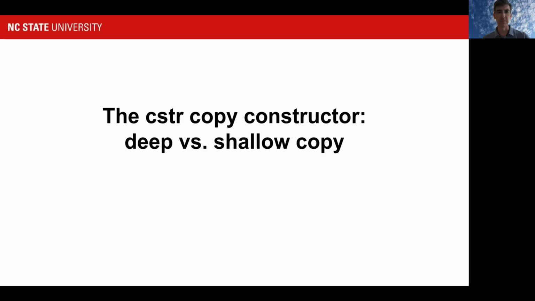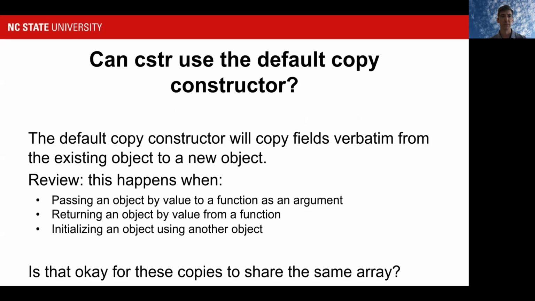Okay, now there's another aspect of the C string object we also need to talk about, and that's the copy constructor. And this is going to get at a concept called deep copy versus shallow copy. Now, the default copy constructor for an object, like we talked about before, does a struct copy. It copies the fields from one object to another object directly. And so the default copy constructor is just going to copy the array pointer from one object into the new object that it's copying into.